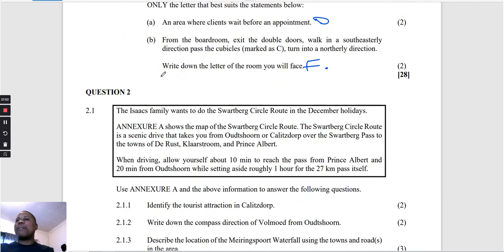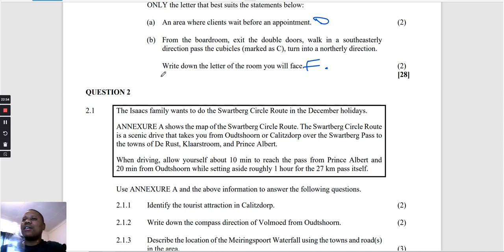Let's go to question number 2 quickly. They say the Isaac family wants to do the Stotback circle route in the December holidays. Annexure A shows the map of the Stotback circle route. The Stotback circle route is a scenic drive that takes you from the Oostrum to Kalisdorp over the Soetberg pass to the towns of the Diras, Hemadota, and the Prince Albert there.